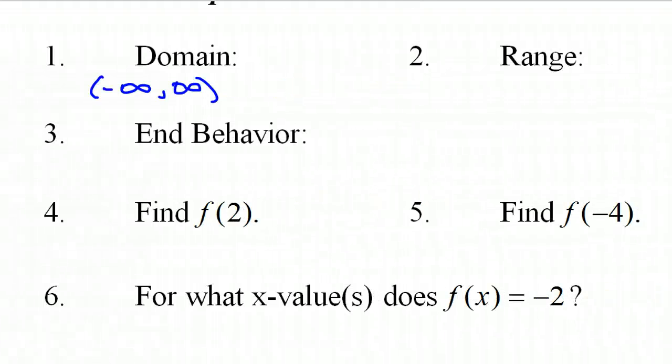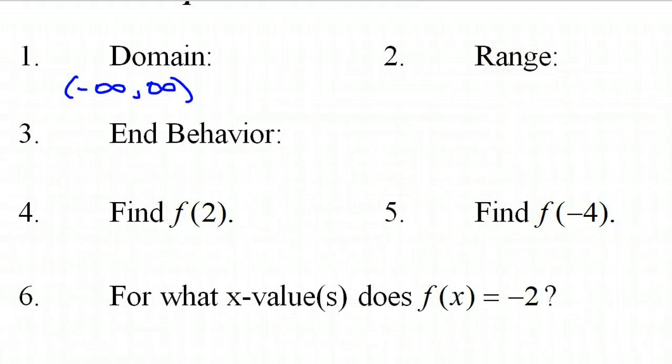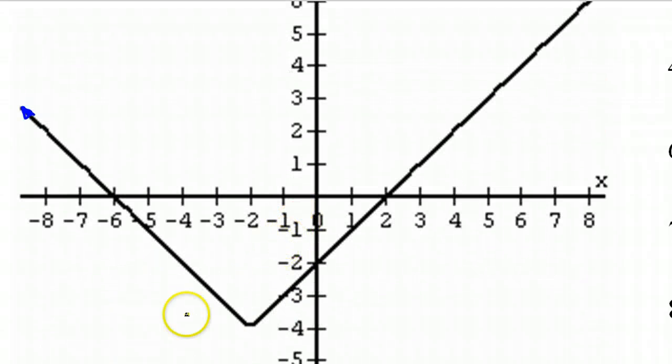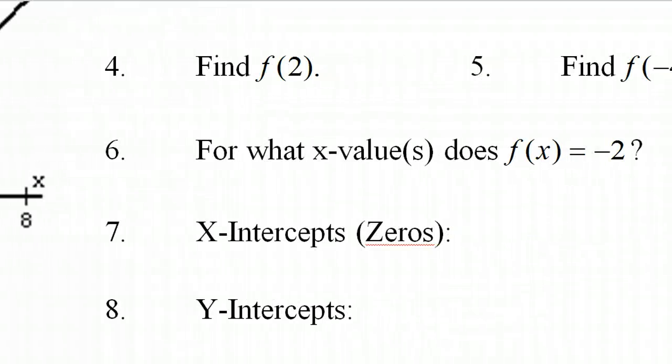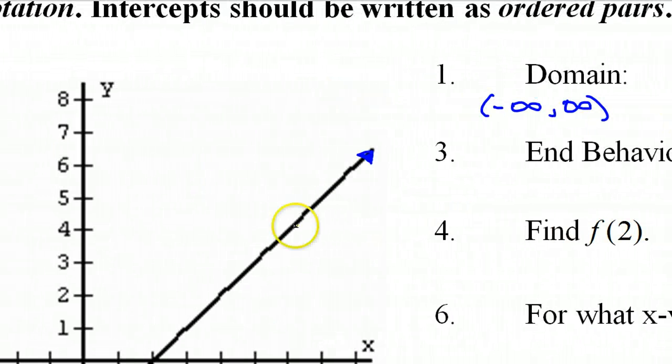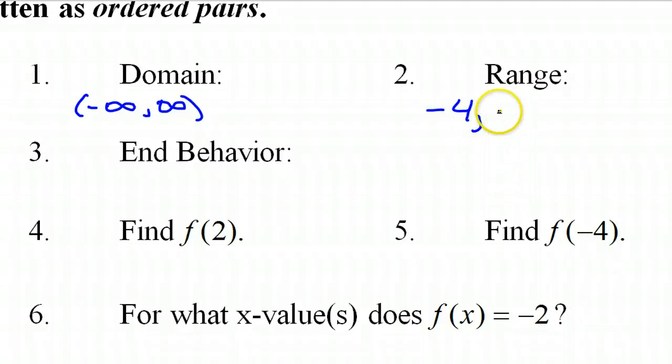Now the range is the y values. So we ask ourselves, how low does it go and how high does it go? Well, this is how low it goes right here. So the bottom is -4. So we're going to start off with our -4. Now how high does it go? Well, it goes up forever. So it's going to go from -4 to infinity.